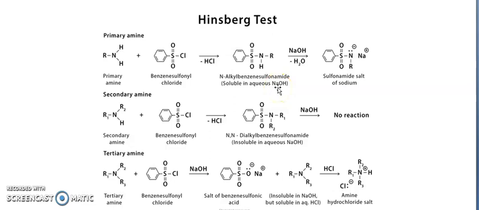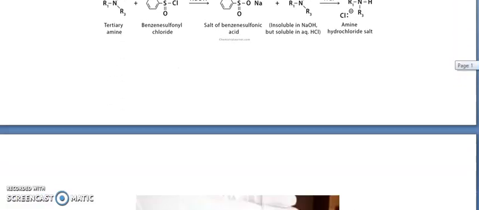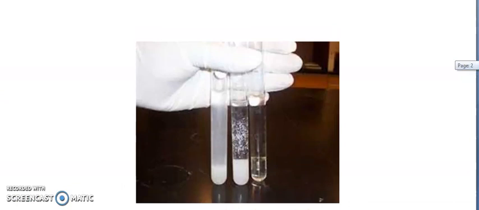So by applying this concept and these 3 reactions, we can easily distinguish between primary, secondary and tertiary amine, and this is a very important method. Here you can see in this picture we have 3 test tubes. One test tube is transparent, that is the primary amine, which is soluble in aqueous NaOH. One is not soluble, that is the secondary amine, and one does not react, that is the tertiary amine. So in this way you can differentiate between primary, secondary and tertiary amine.